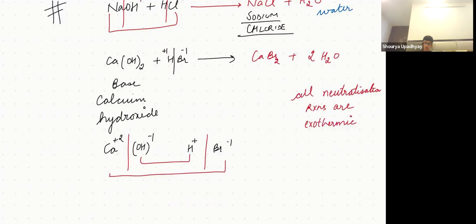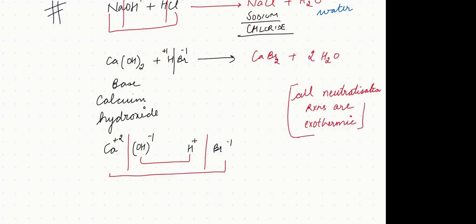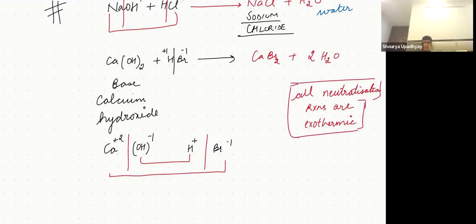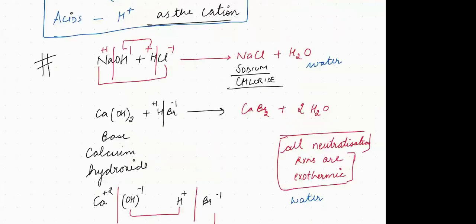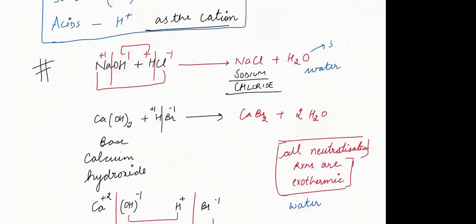All neutralization reactions are exothermic. Did you understand? Yes, ma'am. When all neutralization reactions are exothermic, what does that mean? It means heat is released when water is formed. Yes, ma'am. But you understand the amount of energy released would be 57.1 kilojoules per mole of water. When 1 mole of water is being formed, 57.1 kilojoules of heat is being released.